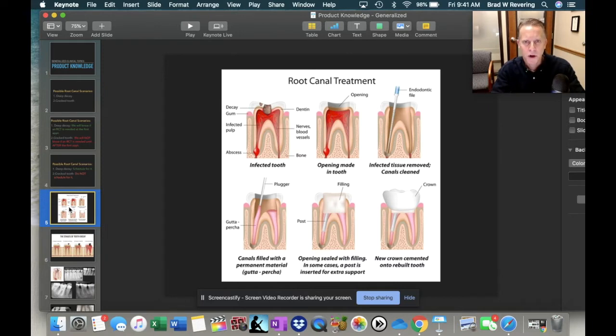That one picture does show a post being put in. Some dentists put them in, some don't. And then they call it a filling, but really we call it in our office a buildup, because the next step for a back tooth, if it has a root canal, is that it's going to need a crown. So that's the step-by-step process of what a root canal really is.